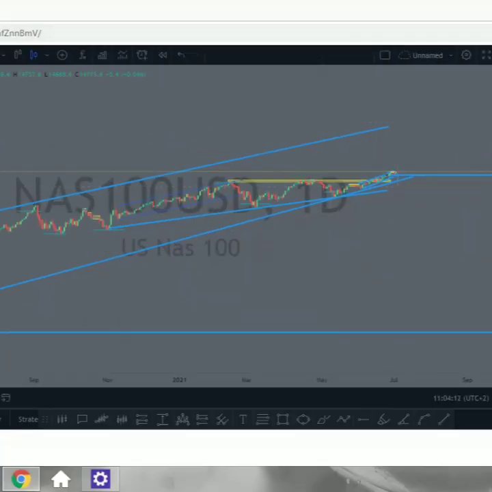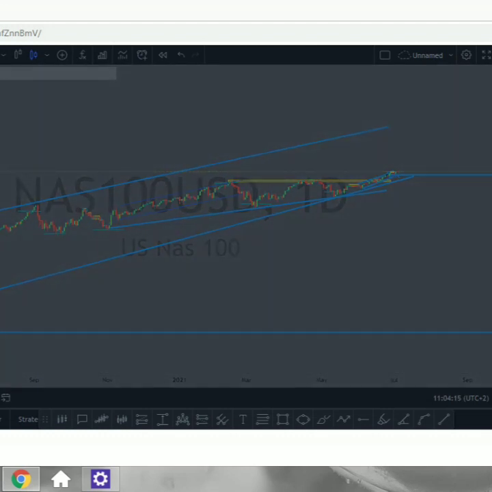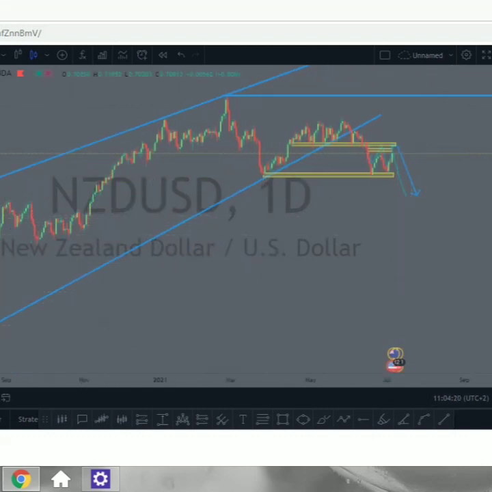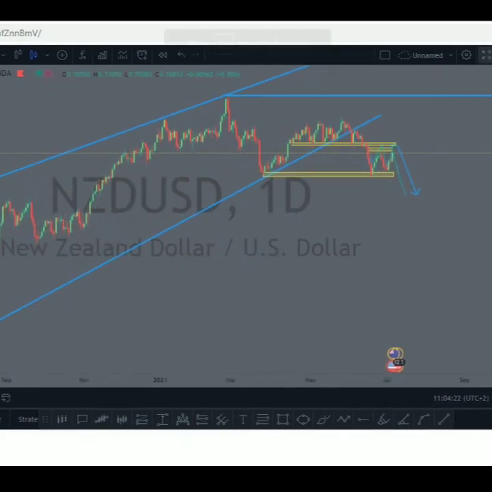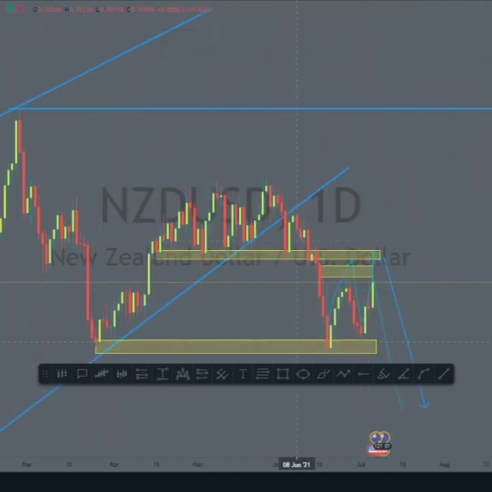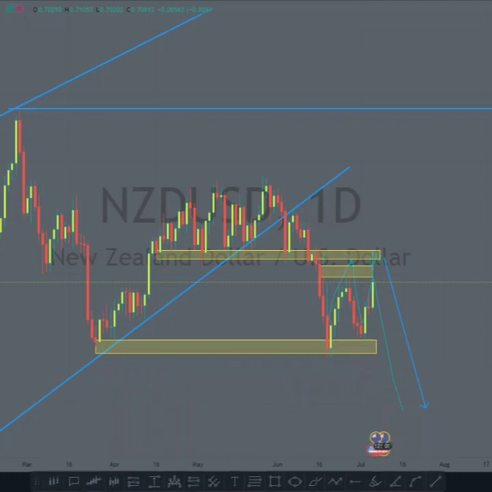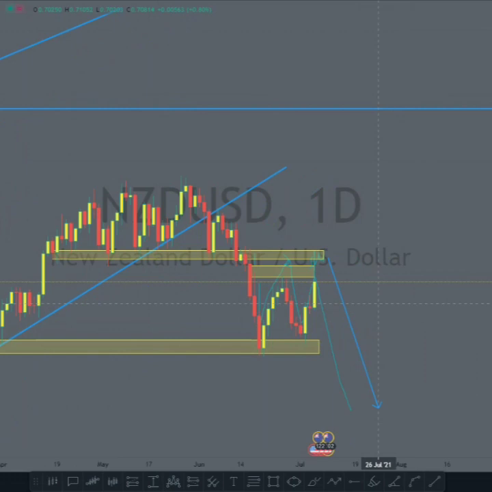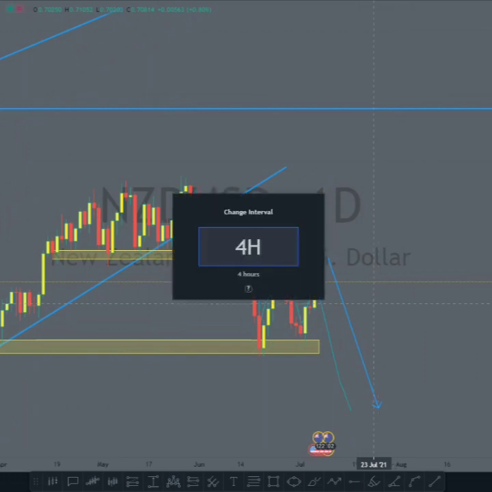Now let me go to NZD USD and then check for some things. So guys, here on my NZD USD, I analyzed it with my group members. So we can see what is happening here. We are having a W. So now we're expecting it to sell up until here, but let's go to 4-hour time frame.